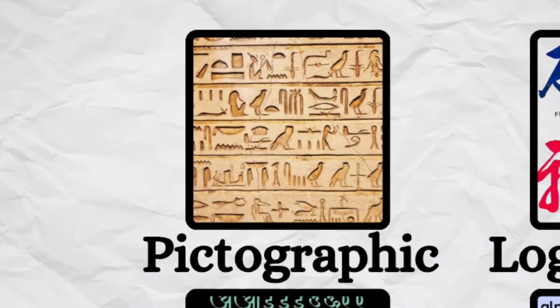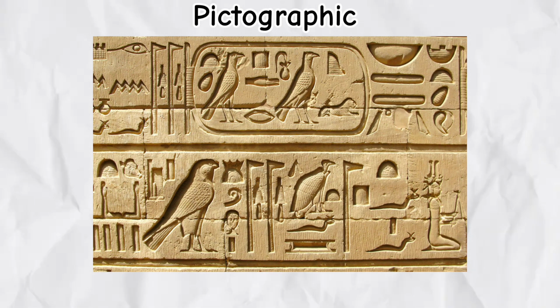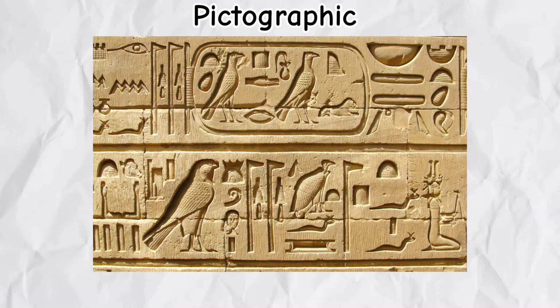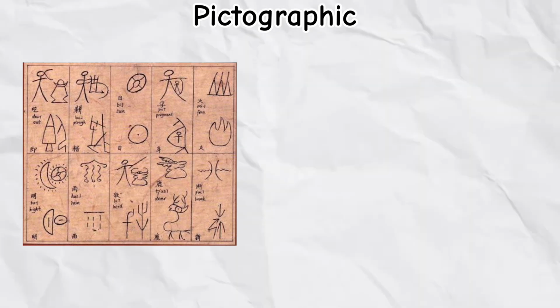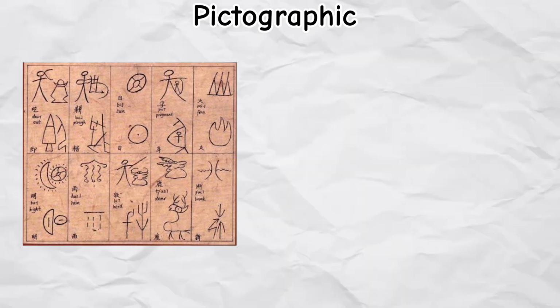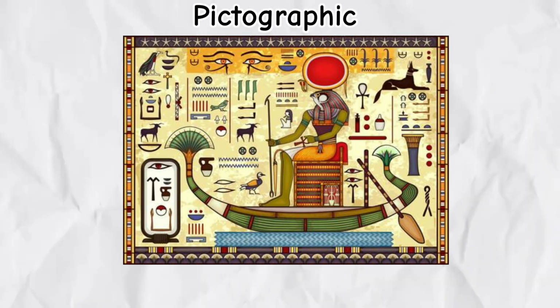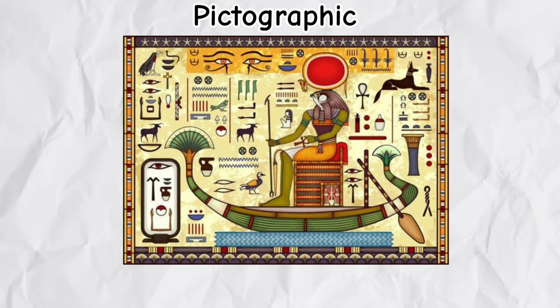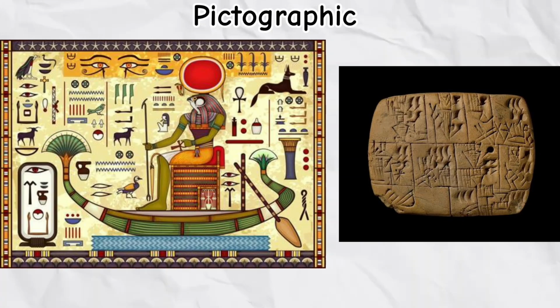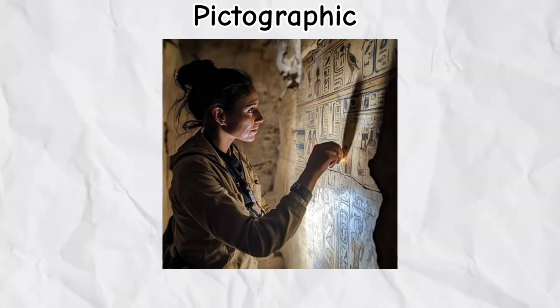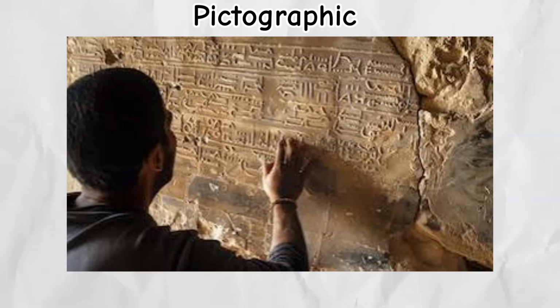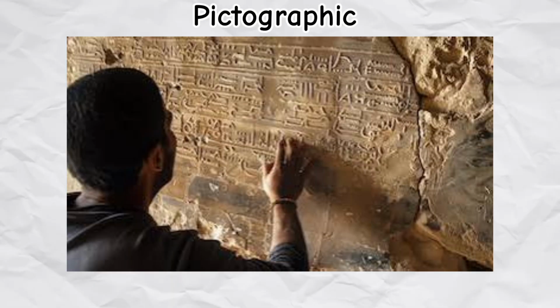Pictographic systems. The pictographic system is one of the earliest forms of writing. In this system, symbols are simple pictures that represent objects, ideas, or actions. For example, ancient Egyptian hieroglyphs and early Sumerian cuneiform began as pictographs. You could look at a symbol and understand its meaning, even without knowing the language.